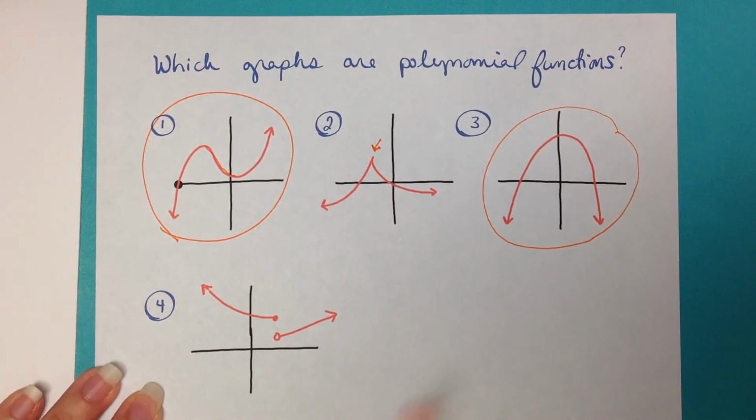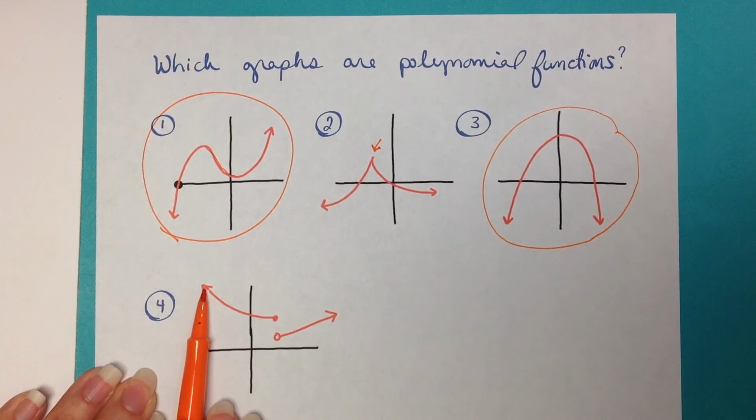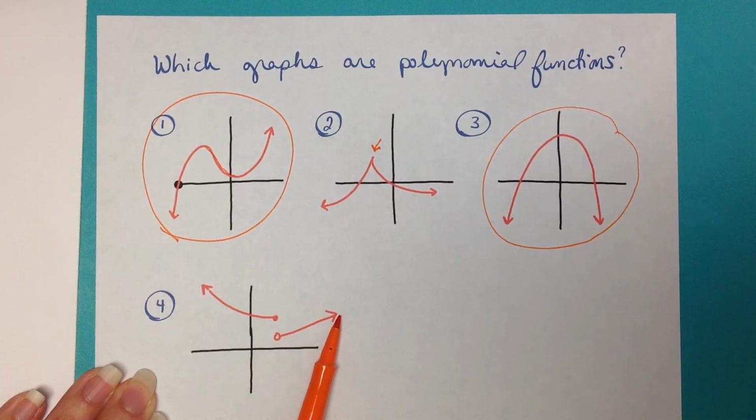Now, number 4 is not going to be one. Now, it would be considered smooth. There's not any sharp turns, sharp corners. But this one's not continuous, because if I trace it, once I get to this spot, I have to pick my pencil up, then put it back down and continue tracing it. So this one's not continuous. So only number 1 and number 3 would be graphs of polynomial functions.